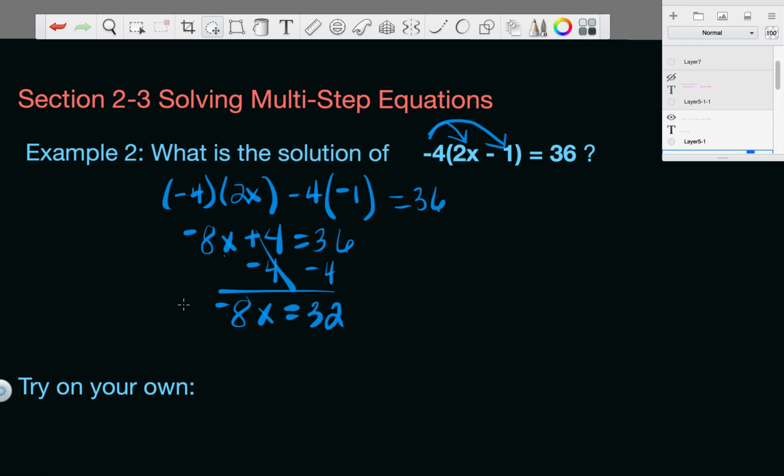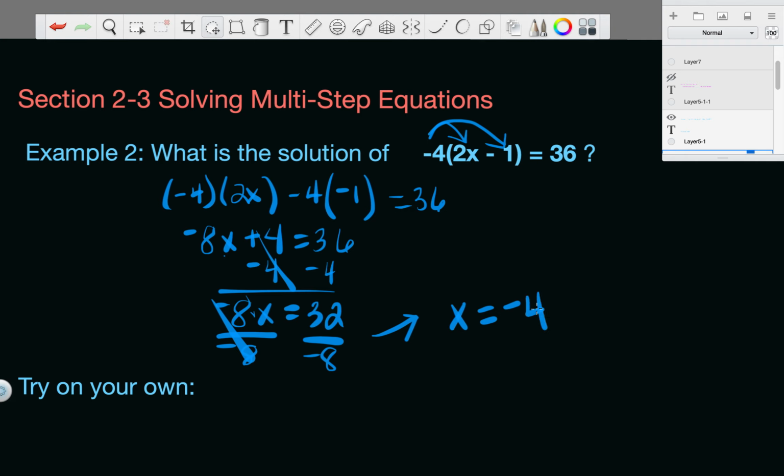Now, I want to get rid of this negative 8. It's being attached to this x through multiplication. So I want to divide to get rid of it. And I'm left with x equals 32 divided by negative 8. It has to be a negative 4.